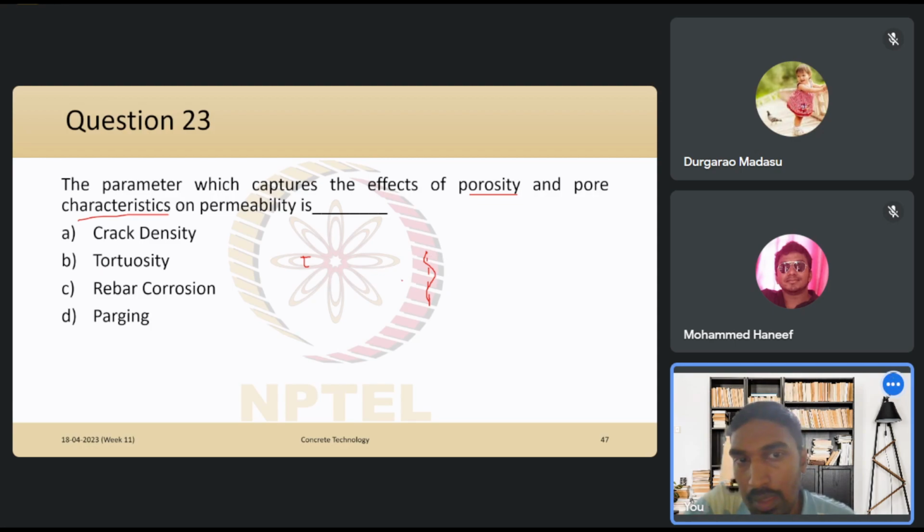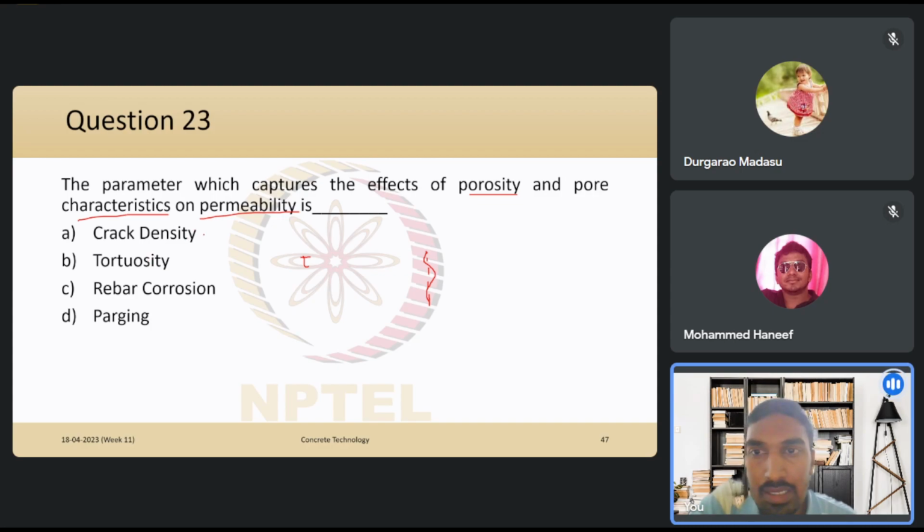This will depend upon your pore structure, so what the porosity is as well as the interconnectedness. That is what characterizes this flow path, and that is captured by the factor tortuosity. Therefore that is the factor that we use in our permeability estimations, to capture this characteristic. So the right option is B, it is tortuosity.